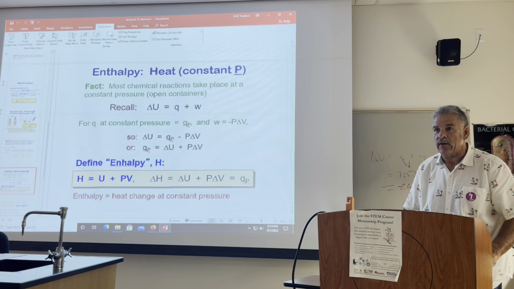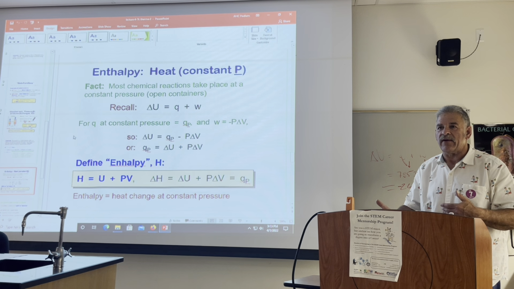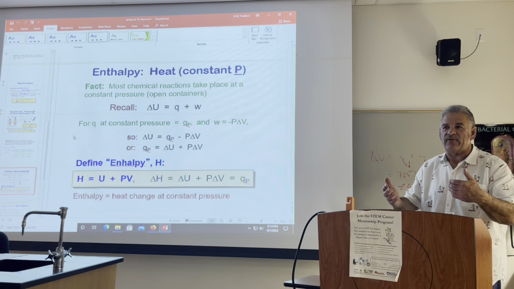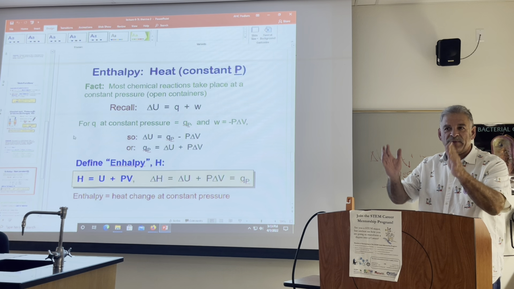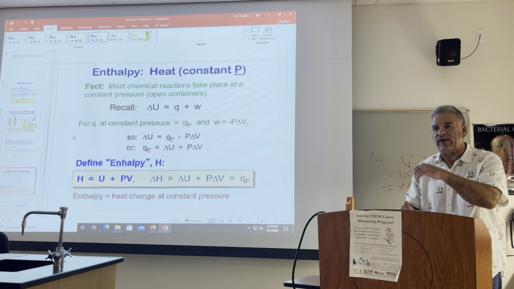Why was it a negative P delta V? Because that's how it solves out. It's always negative P delta V. So if the final volume is less, then we have a positive number. If the final volume is greater, it stays negative. Okay.